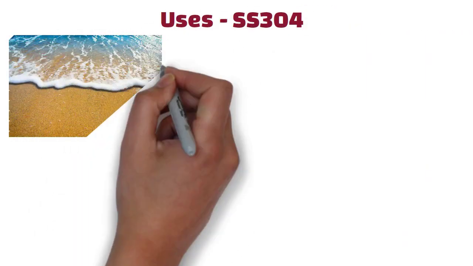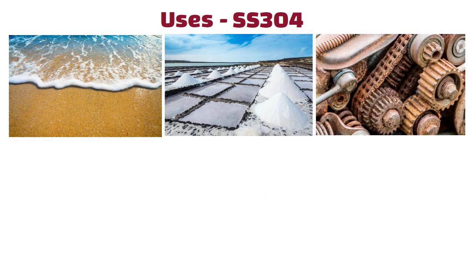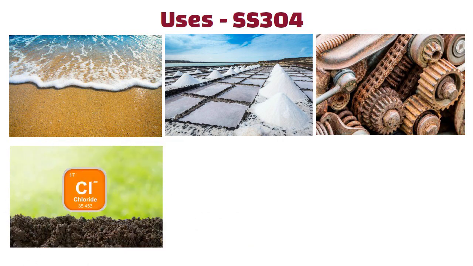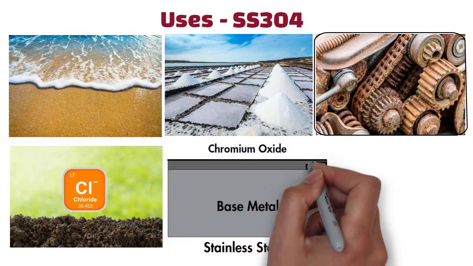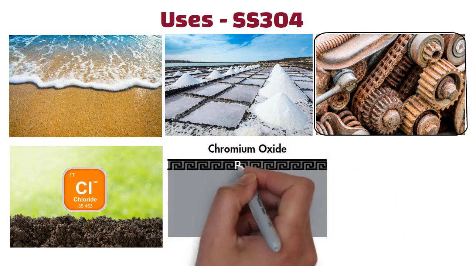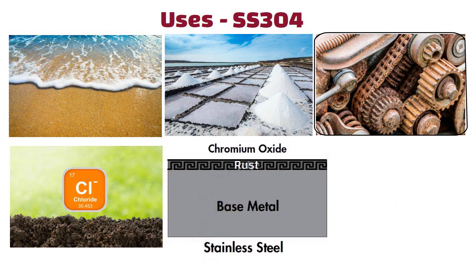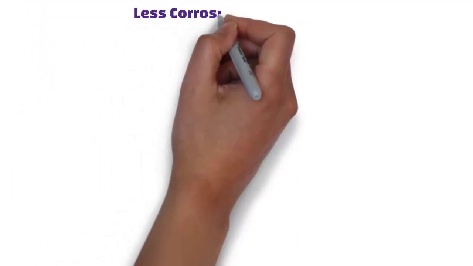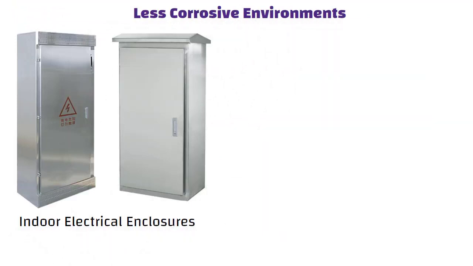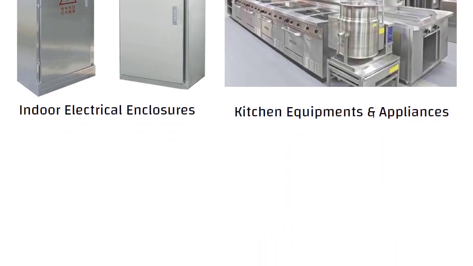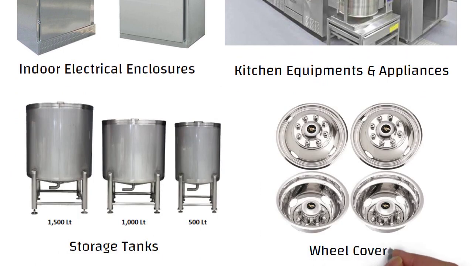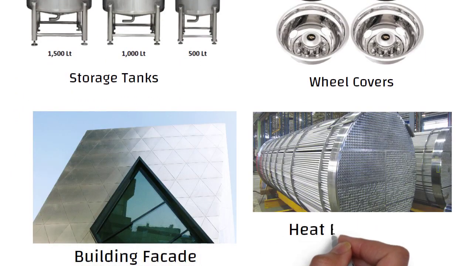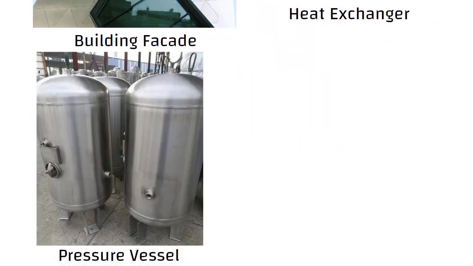Uses: seawater and salt air can be especially damaging to metals. Besides the rough environment of sea and marine applications, chlorides such as salt can eat away even the toughest metals. Salt will even compromise the protective oxide layer of grade 304 stainless steel, resulting in rust. So that's why SS304 is best suited for less corrosive environments such as indoor electrical enclosures, kitchen equipments and appliances, storage tanks, wheel covers, building facades, heat exchangers, pressure vessels and other applications involving freshwater environments.